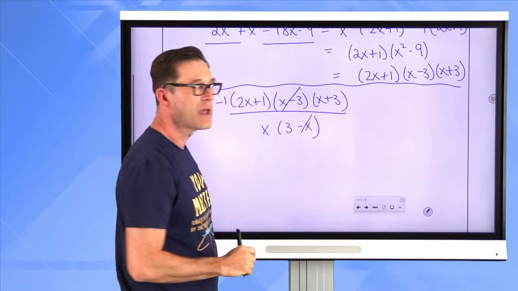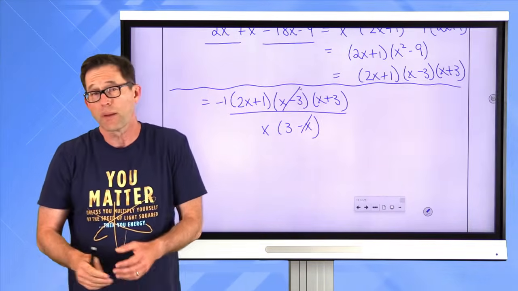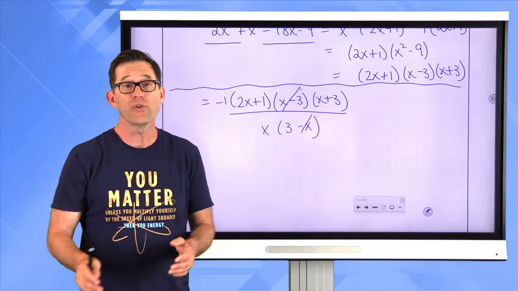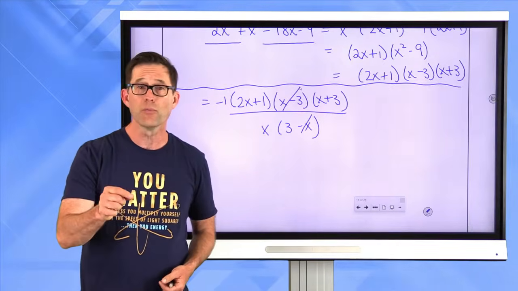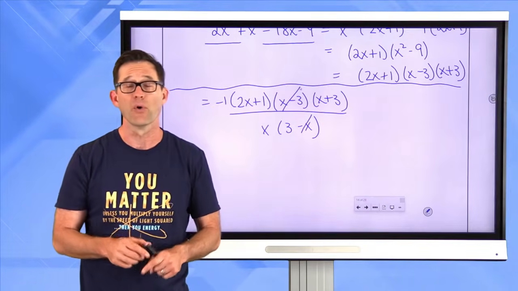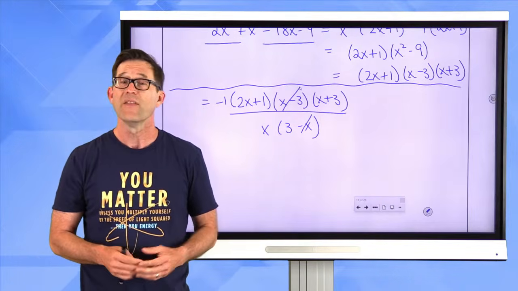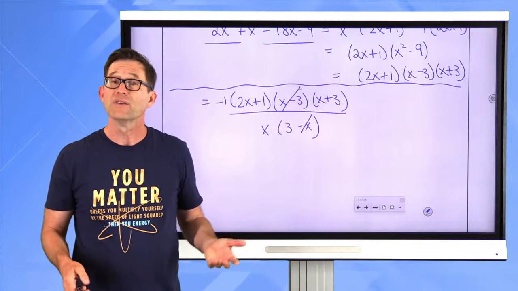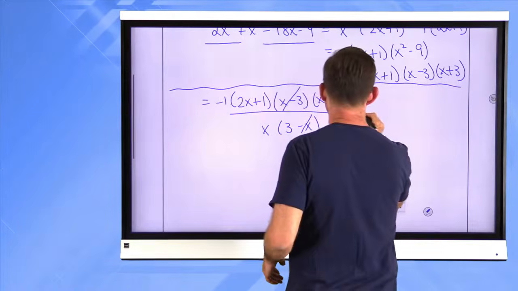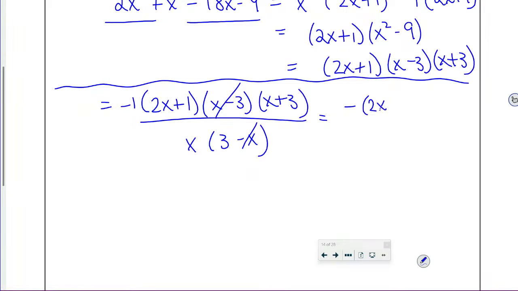Where should I put the negative 1? Should I put it in the numerator? Should I put it in the denominator? Should I put it in both the numerator and the denominator? The answer is choose one, either the numerator or the denominator, but not both, because if you put it in both locations, then you're just putting a 1 there. You're not really putting a negative 1. All right, so what's my final answer? My final answer is negative 2x plus 1 times x plus 3, all divided by x.